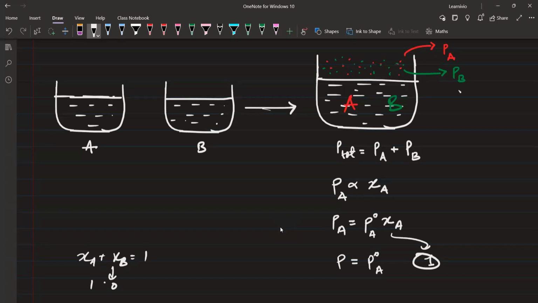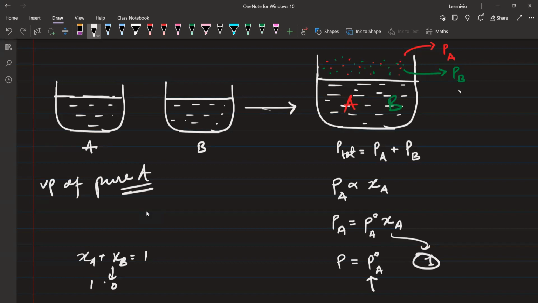Yes, sir. So I can say this P naught A is the vapor pressure of pure A. Make sense? Yes or no? What is P naught A? P naught A is the vapor pressure of pure A. That means if you take pure A, you don't add any solvent, you don't add any other component. Whatever pressure pure A will be giving, that will be P naught A, and that will be a constant. Make sense? Yes or no? Okay.